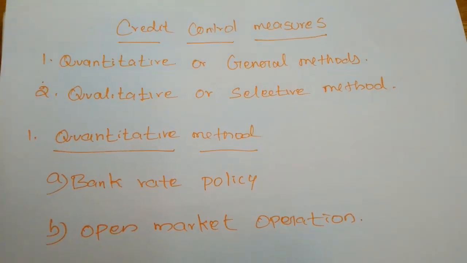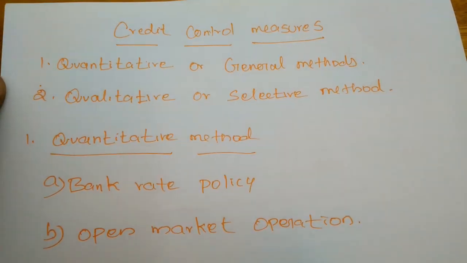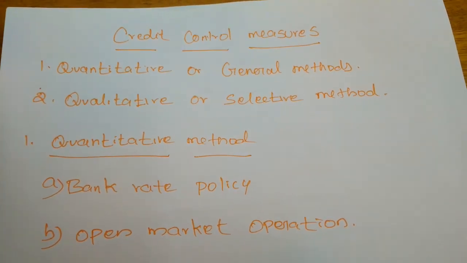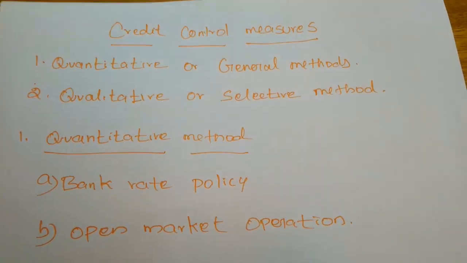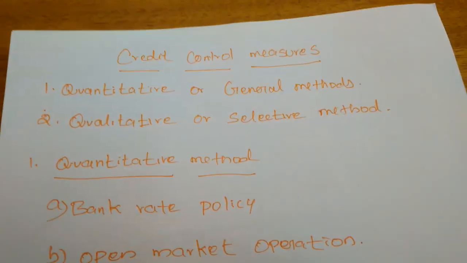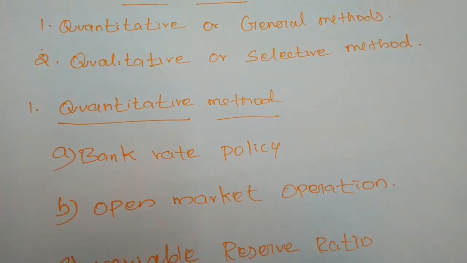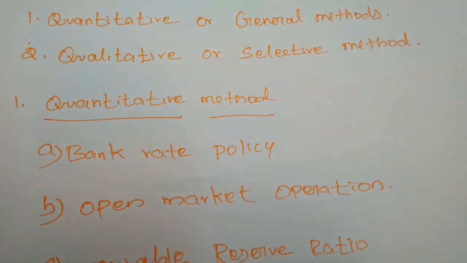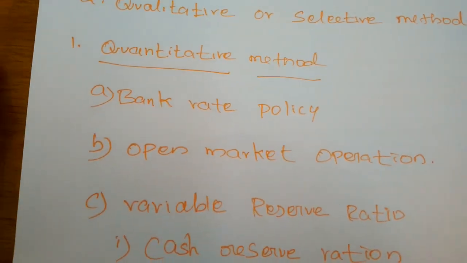Commonly, two types of credit control measures are handled by the Reserve Bank of India. The first one is the quantitative or general method. The next one is the qualitative or selective method. Quantitative means the quantity of credit must be reduced. So what tools are there for reducing the credit by way of quantity of credit, called the quantitative or general method? In this quantitative method, the first tool is the bank rate policy.